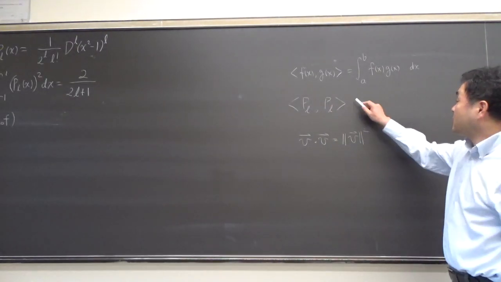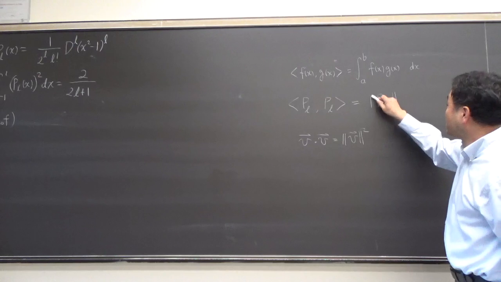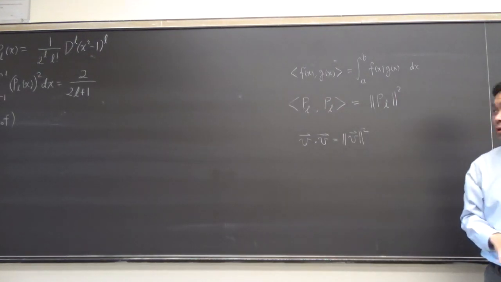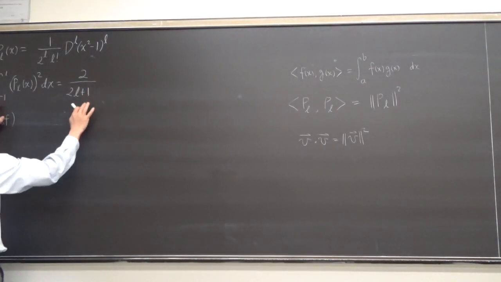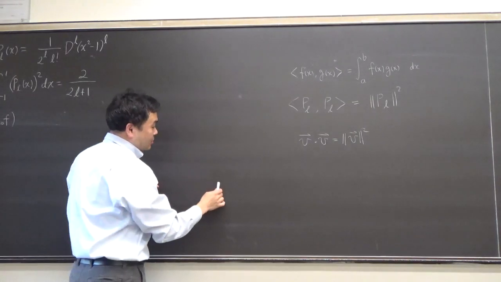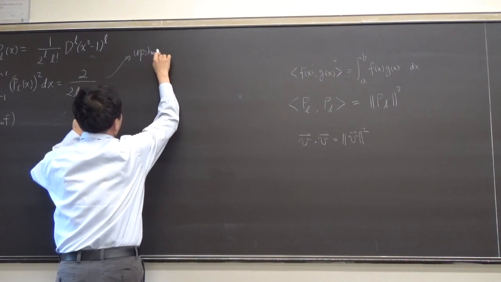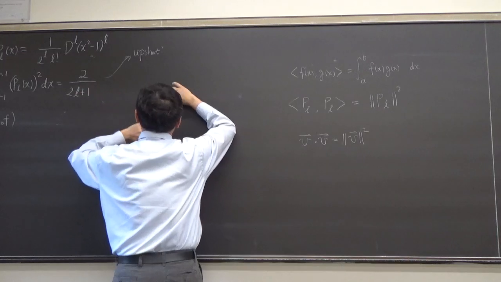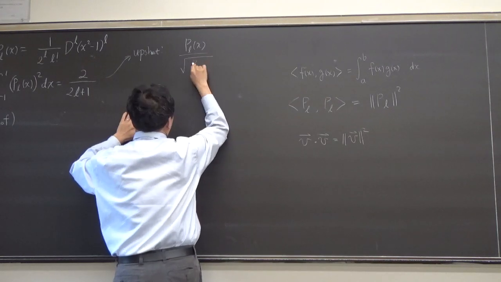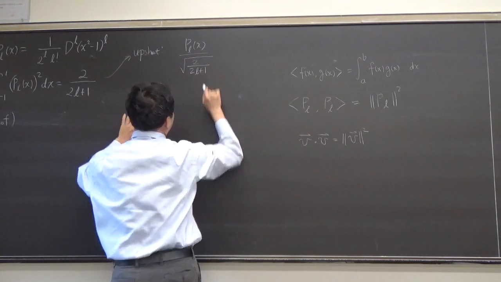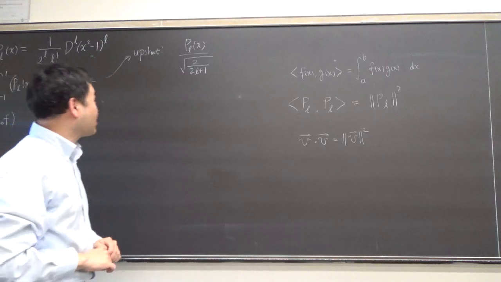All right. So that's what we're trying to do here. We want to know what the norm squared of this thing is. And because this result says the norm squared is this, the upshot of this calculation is saying that P_L(x) divided by the square root of 2 over 2L plus 1 is going to be a unit vector. It's like a unit vector.